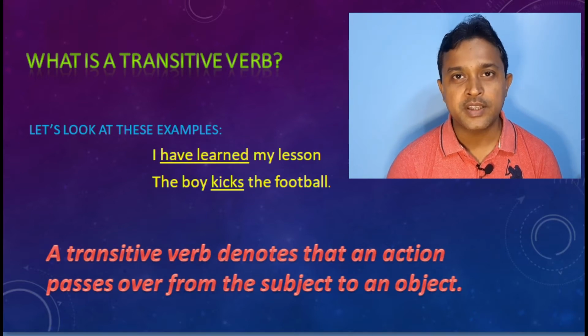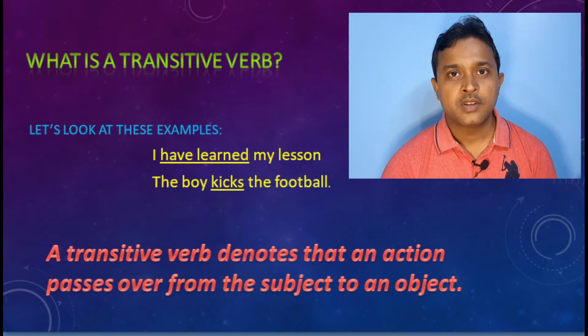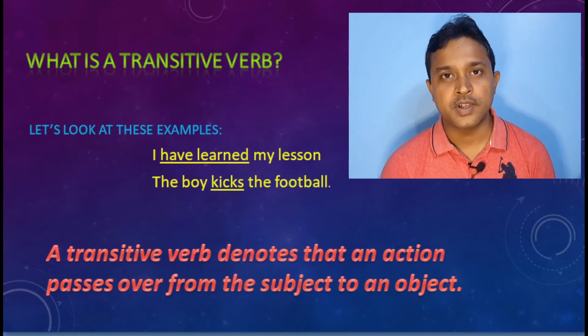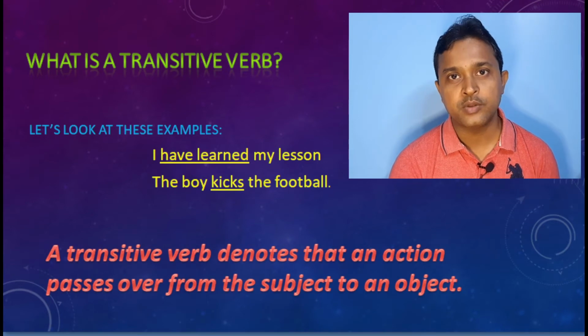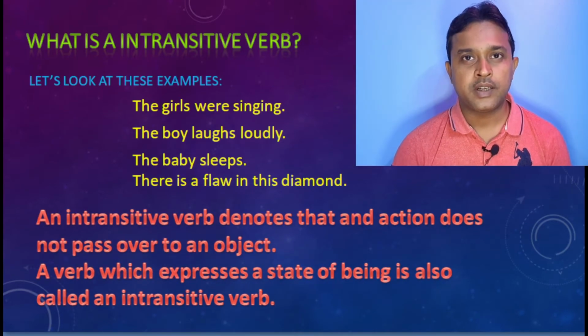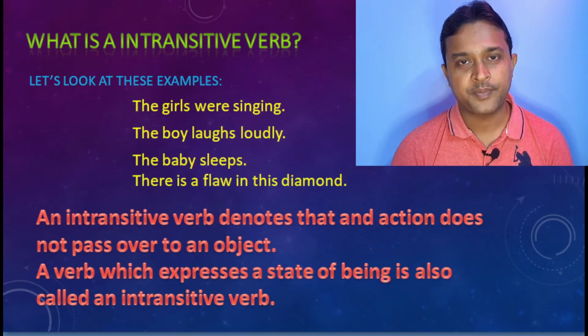The boy kicks the football. The verb kicks has an object after it, the football, to receive the action from the subject. So, a transitive verb has an object after it to receive the action, and the action passes over to the object.